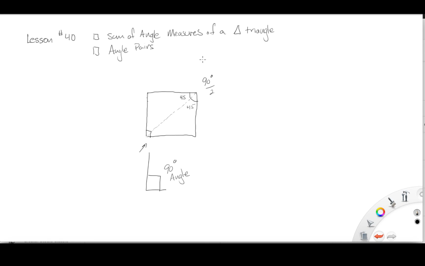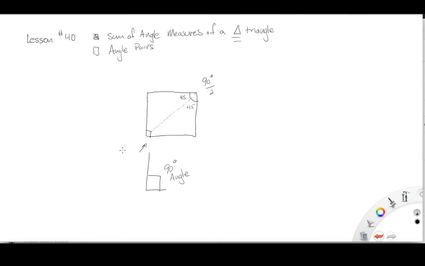Saxon Math Course 2. We are in lesson 40 today, and we're going to be talking about two major things. Number one is this idea of some of measures of a triangle. Okay, we're going to look at a triangle, and then we're going to look at angle pairs. To start with, I'd like to go to page 286 in your textbook under the new concept and look at the top of the page there.